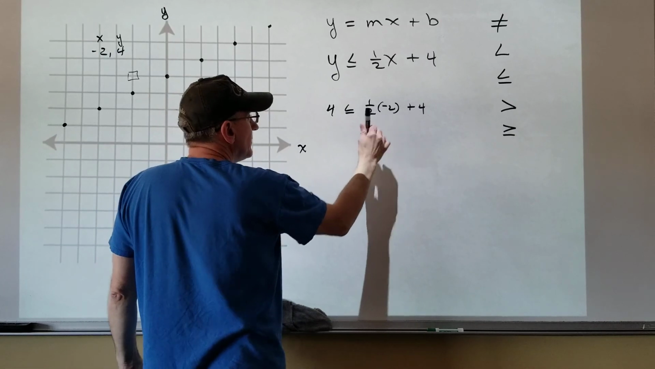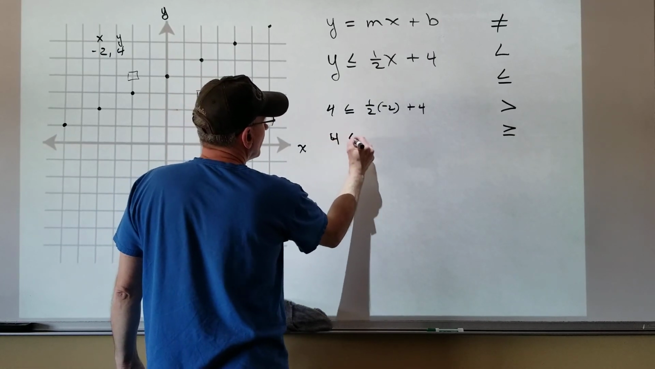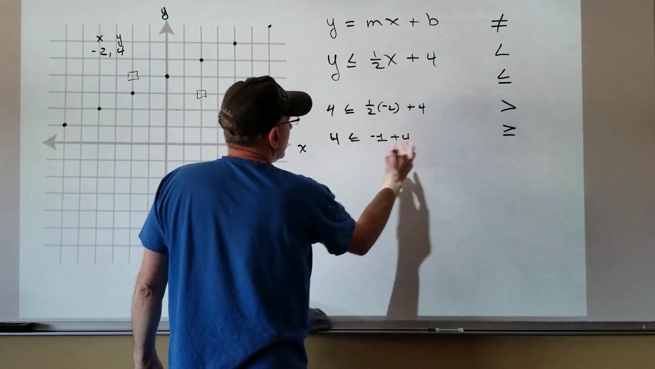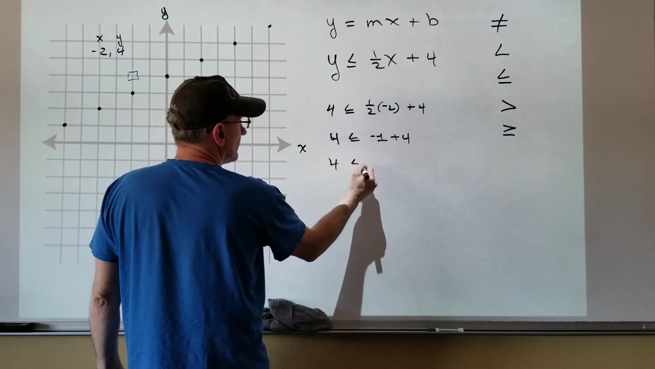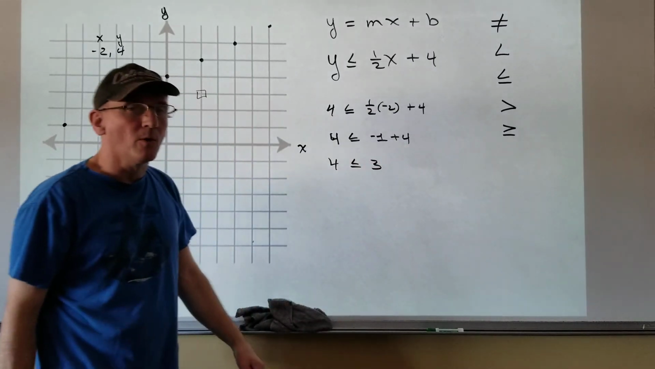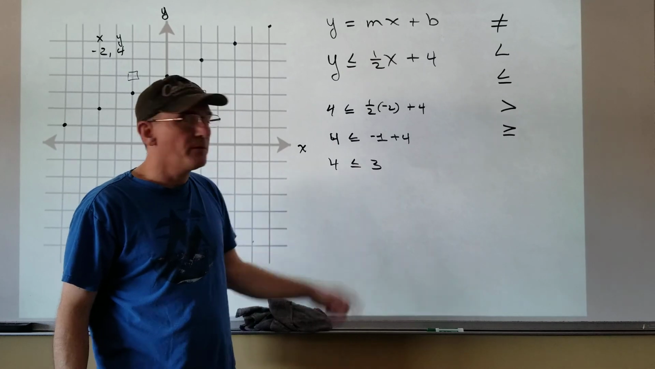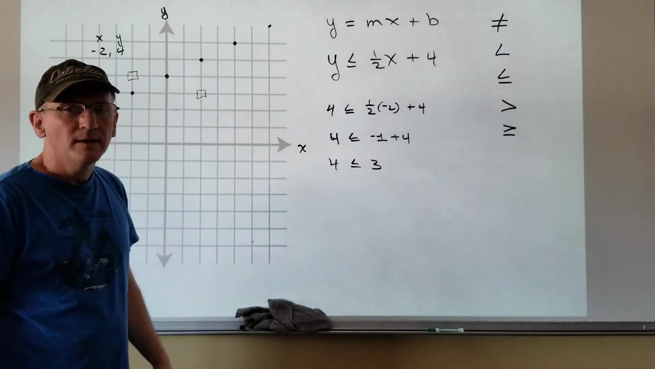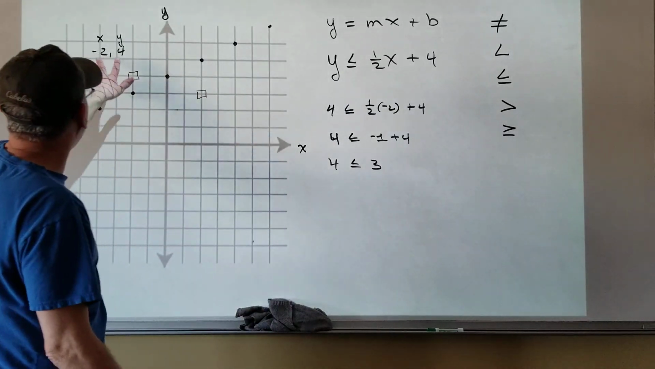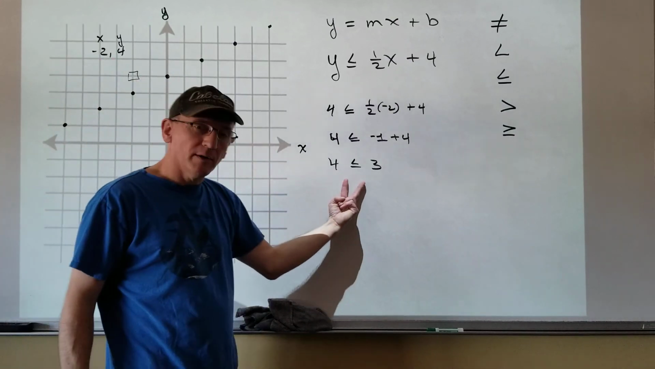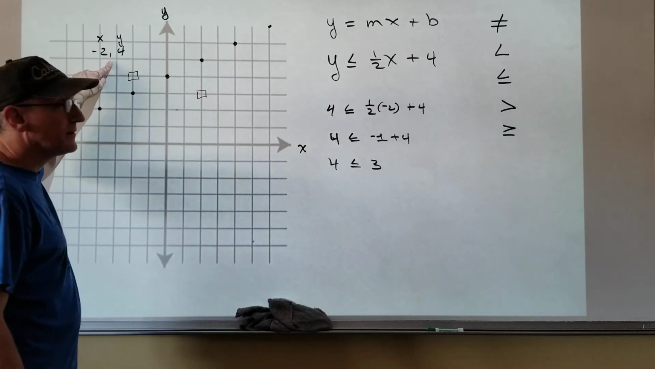Half times -2 is -1. -1 plus 4 is 3. It is not true that 4 is less than or equal to 3. It's actually greater than 3. So because I plugged in these points and I got a false statement here, that's not a solution.